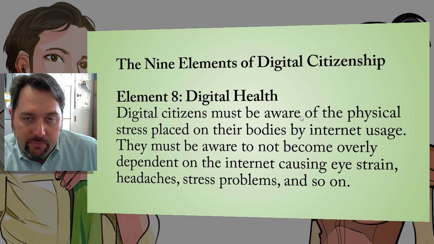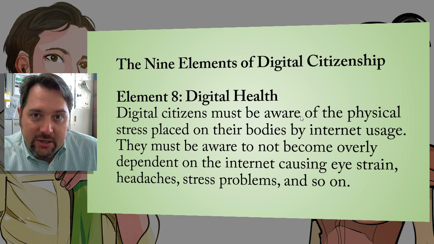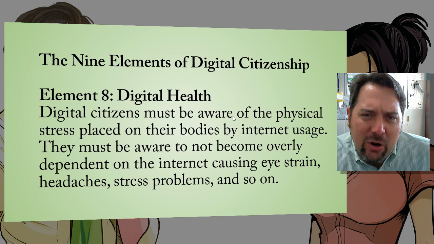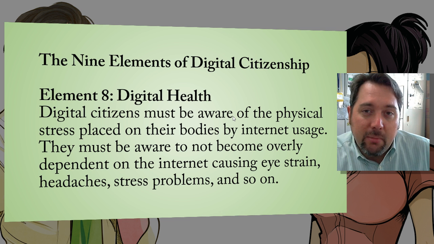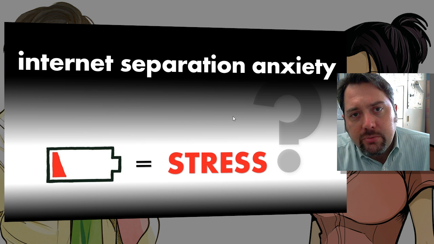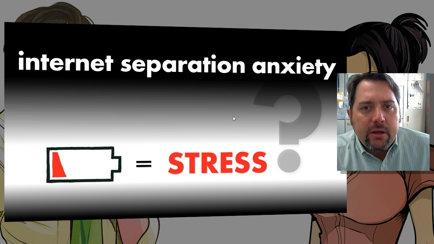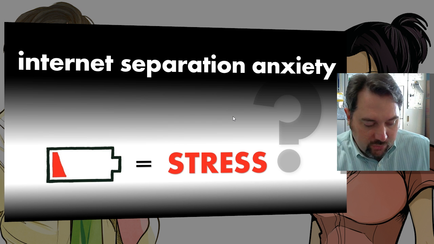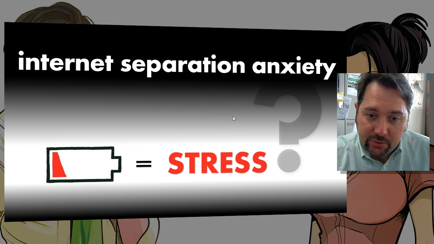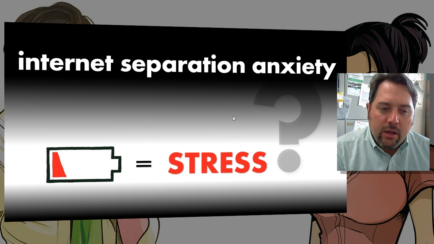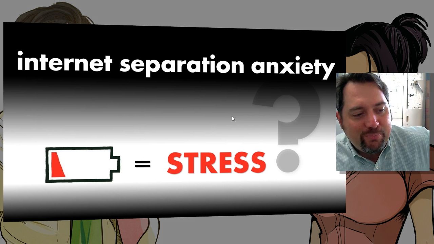Element 8, digital health. Very important. We're using technology more and more. This was always a concern even back when I was younger, before the internet, that we were sitting at home too much and watching TV on the couch. This is becoming an even bigger concern with the internet and things like internet addiction. One of the things I've noticed recently, especially within my students, is that they become very stressed, with very heightened anxiety, when they don't have access to their phones, which means they don't have access to the internet and to their friends, and that constant stream of connectedness and communication with their friends. So, no battery, no Wi-Fi, no cell phone signal equals anxiety and stress, and this can affect our health.